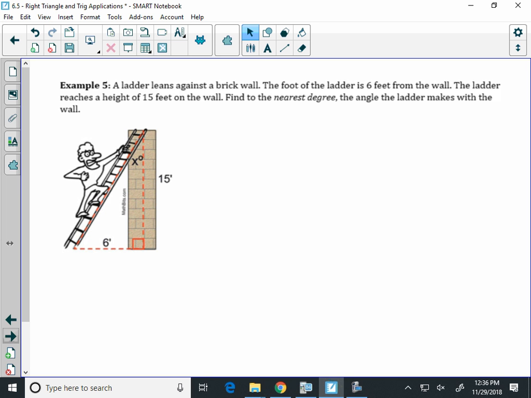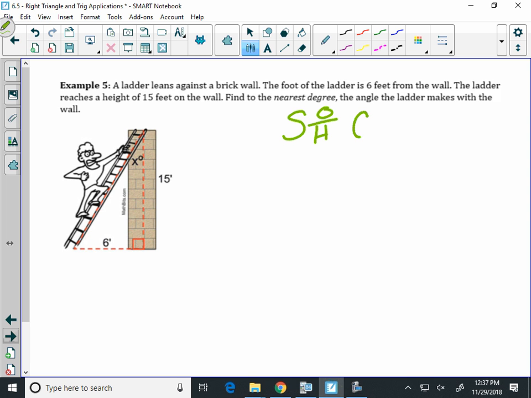Well, are we going to use trig or Pythagorean theorem? Trig. Well, why are we using Pythagorean theorem when we're given two sides? Very good, because we're finding an angle. The Pythagorean theorem doesn't help us find angles, it only helps us find sides. So we have to use trig. We have to use SOHCAHTOA.